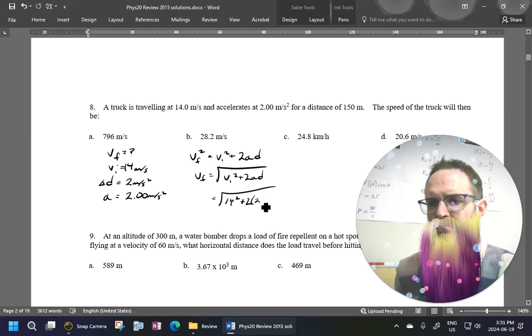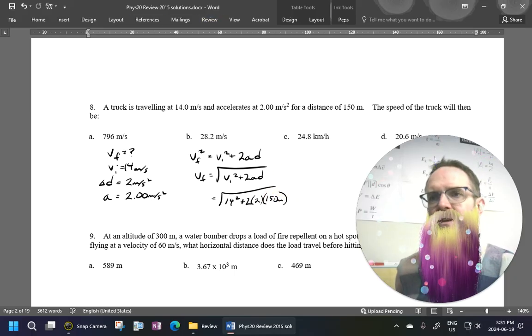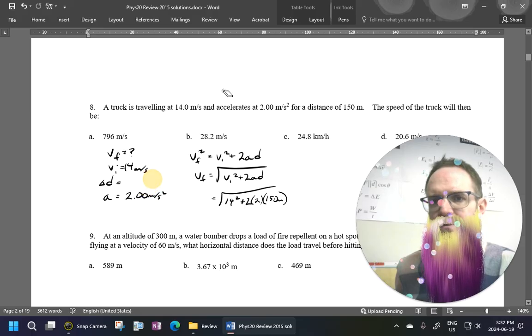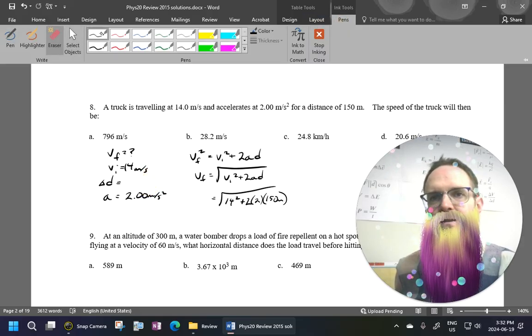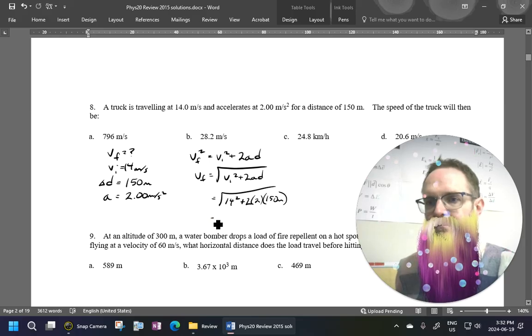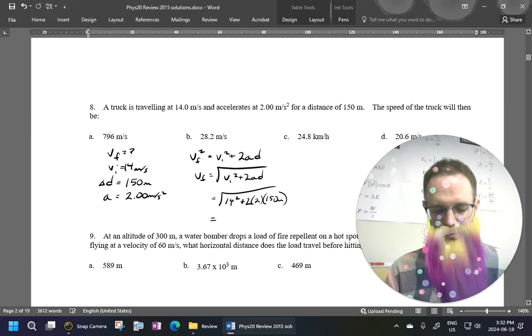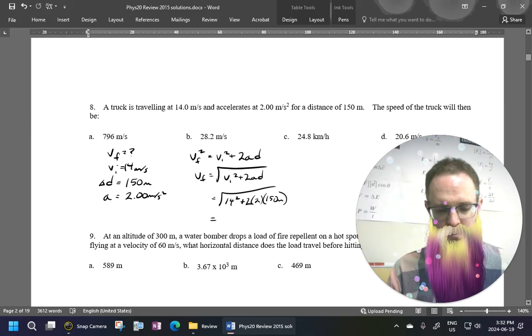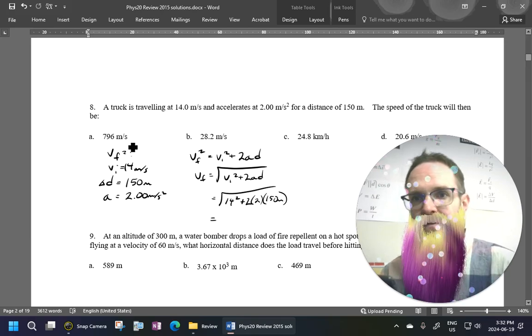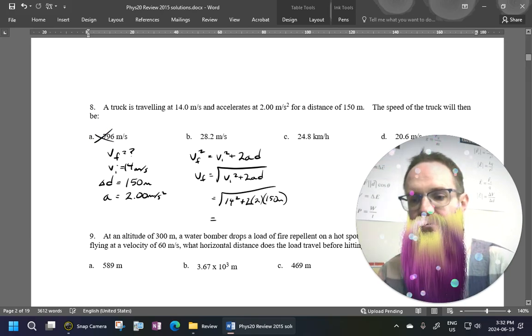times 150. So you already see that I made a mistake over here. Let me correct that. The acceleration is 2 meters per second squared, but I put it in the wrong spot. This is 150. Okay, plug all that in. That worked. 2 times 2 times 150. Make sure to take that square root. That first answer is what you get if you forget to take the square root, so let's cross that one off.